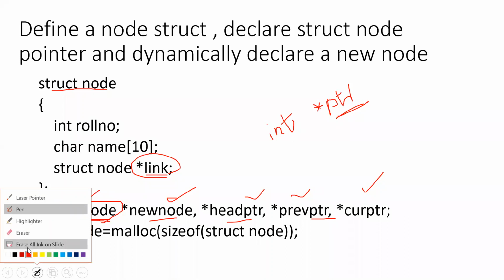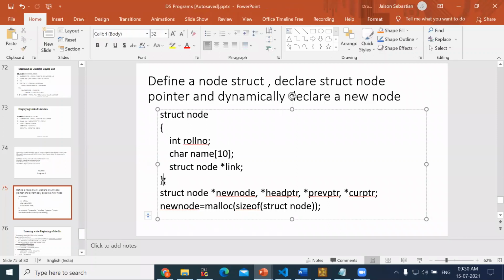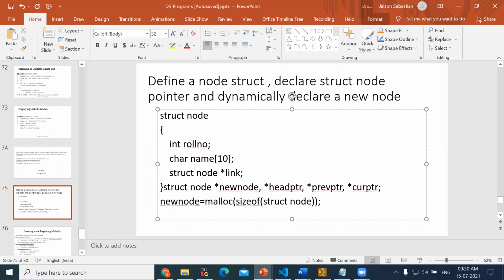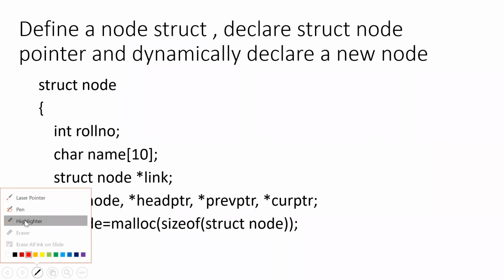So there is an easy method of declaring the struct node pointers. Instead of giving the definition of the struct node separately and then declaring the struct node pointers separately, remove this semicolon and then delete this struct node. You need not repeat struct node. If you give it like this, you can give both the definition and declaration of the struct node in the same line. Are you listening?